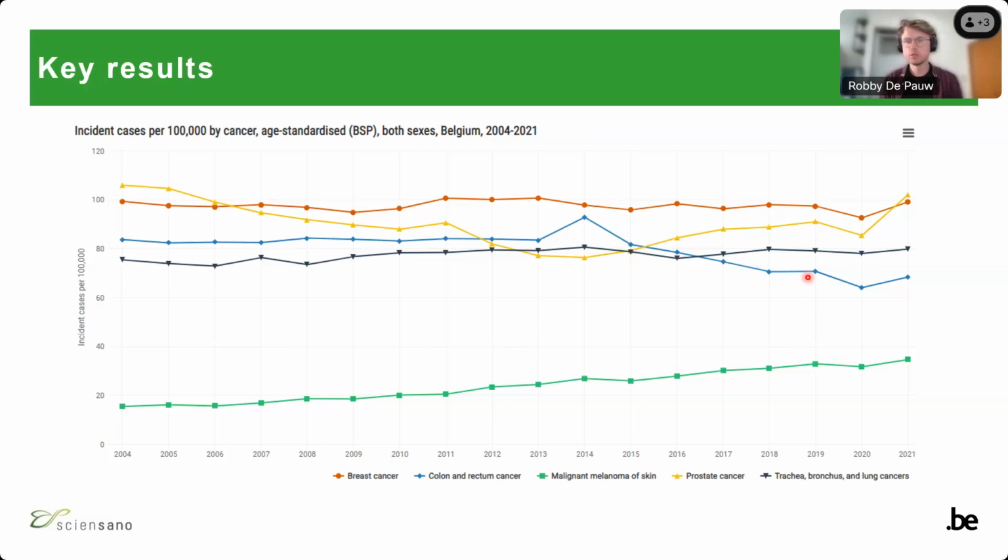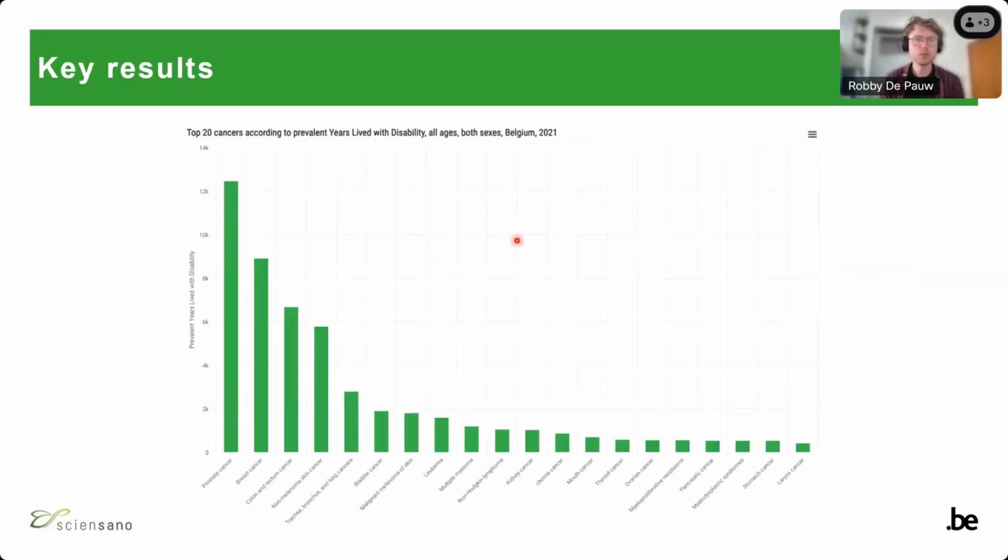If we look at the top 20 cancers, based on the prevalent years with disability, we can see that prostate cancer is number 1, followed by breast cancer, colon and rectum cancer, non-melanoma skin cancer, and then lung cancer. So I think this is very similar to the results in Germany, where of course lung cancer, colon cancer, breast cancer and prostate are very important causes for disability also in Belgium.